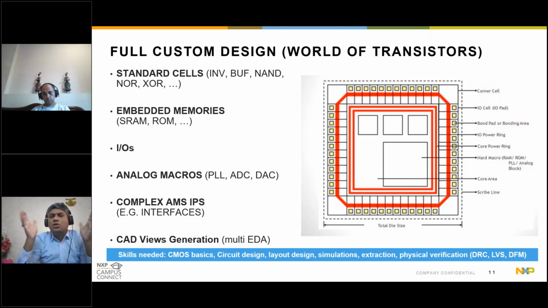So this is the world of full custom design. We talked about the foundry. We translated the foundry recipe into CAD through the PDK. Now, using that PDK, we are making full custom designs. Here, the skills that you need to invest in are CMOS basics, circuit design, and layout design principles, which by the way is an art as well as a science. The more optimal layouts you can make, the more competitive the chips eventually become. The simulations, the extraction, the physical verification are the kind of work you will be doing.